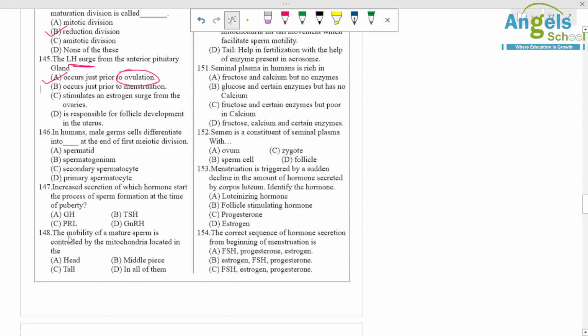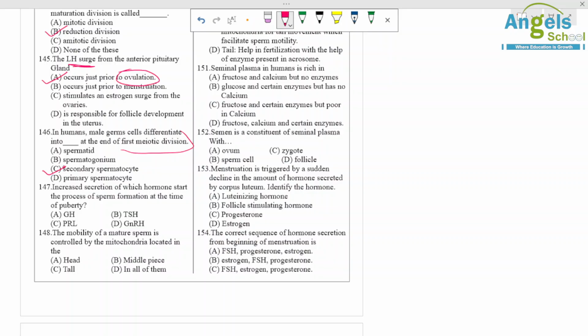Okay, question number 146. In humans, male germ cells differentiate into dash at the end of the first meiotic division. Okay, so at the end of the first meiotic division we get secondary spermatocytes. Male germ cells differentiate into primary spermatocytes, then primary spermatocytes undergo the first meiotic division and form two secondary spermatocytes. Okay, so option C is correct.